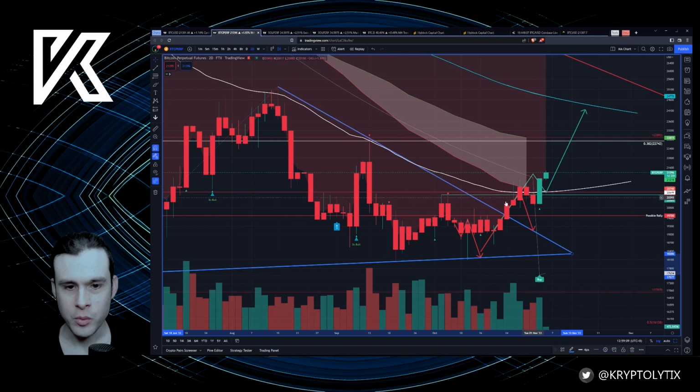So what I was looking at is, this is the top of the range here. So a break of this little structure here, in my opinion, was a very bullish thing.